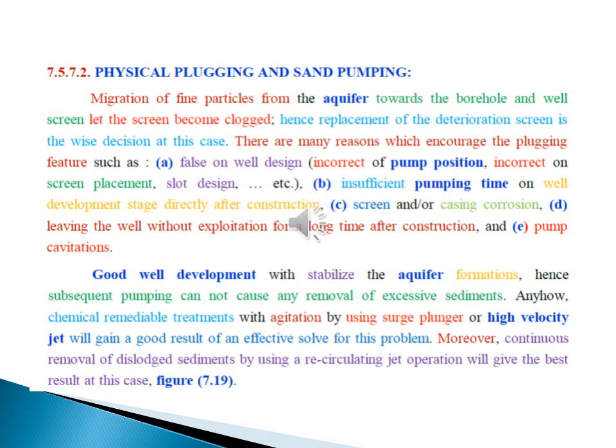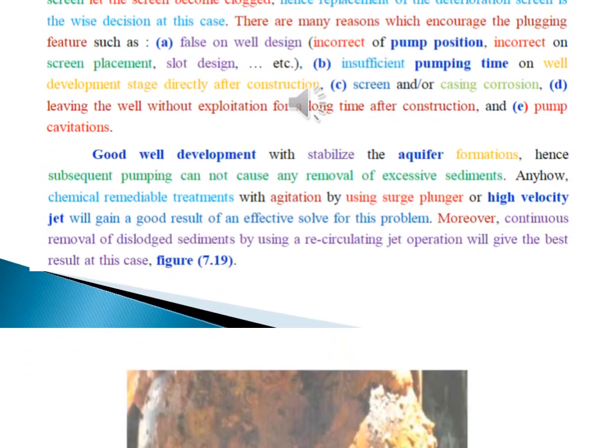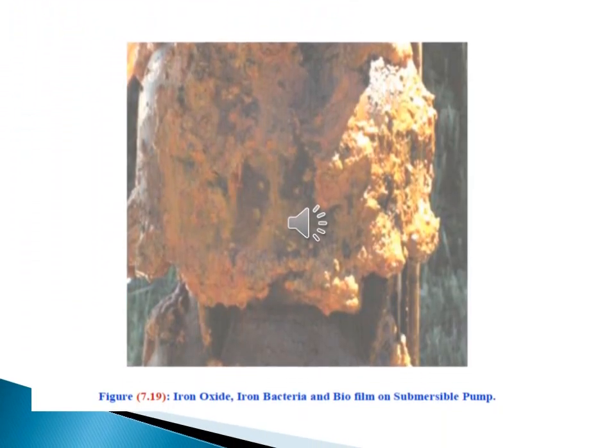Anyway, chemical remedial treatment with agitation by using a surge plunger or high velocity jet will gain a good result and an effective solution for this problem. Moreover, continuous removal of dislodged sediments by using a recirculating jet operation will give the best result as planned. Figure showing iron oxide, iron bacteria and biofilm on a submersible pump. Look my dear and know the big problem of corrosion by yourself.